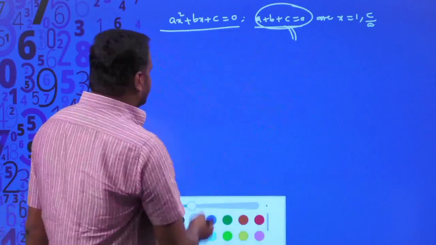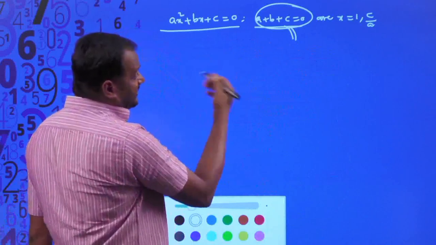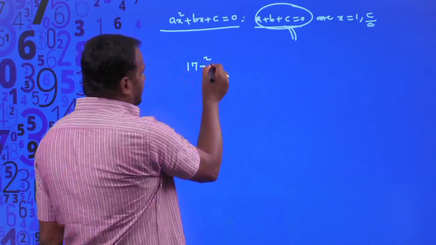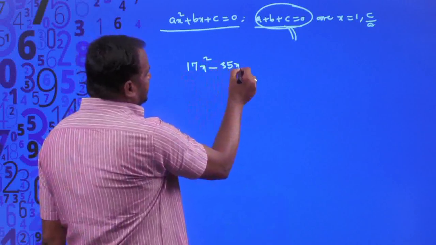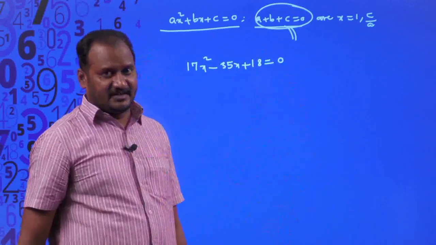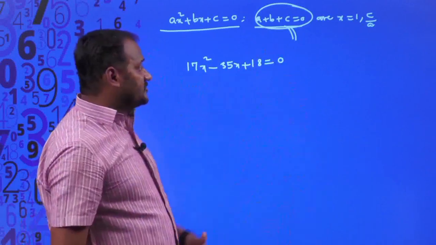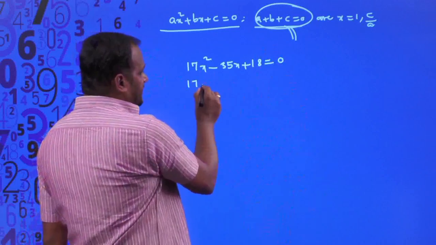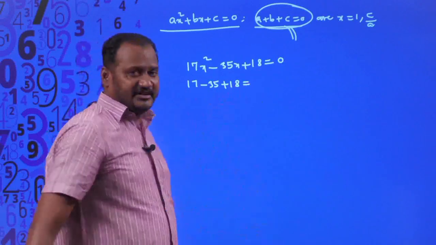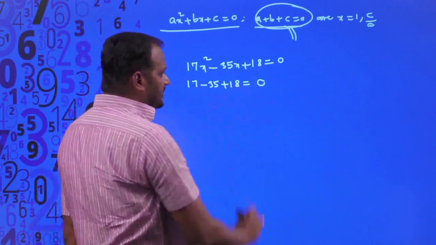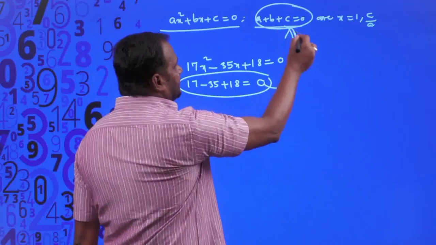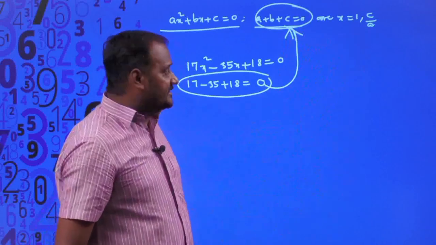For example, you can easily identify and you can easily make such quadratic equations. For example, I am taking 17x square minus 35x plus 18 is equal to 0. This is one quadratic equation, such that sum of the coefficients, what is the sum of coefficients here? 17 minus 35 plus 18 is going to be how much? 17 plus 18 is equal to 35. 35 minus 35 is equal to 0. So, here a plus b plus c is equal to 0. When a plus b plus c is equal to 0, then what are the roots? x is equal to 1 comma c by a.